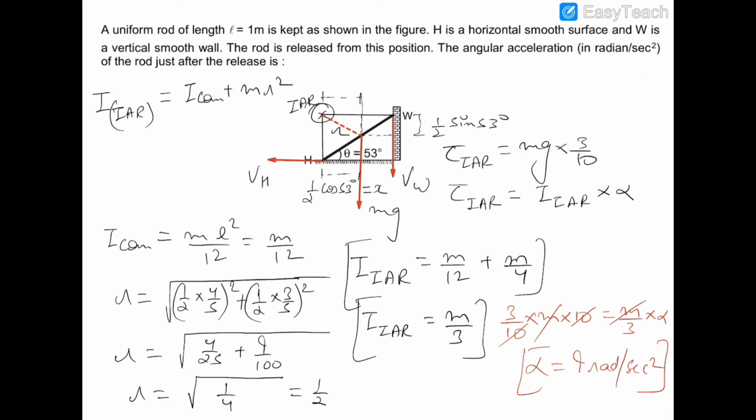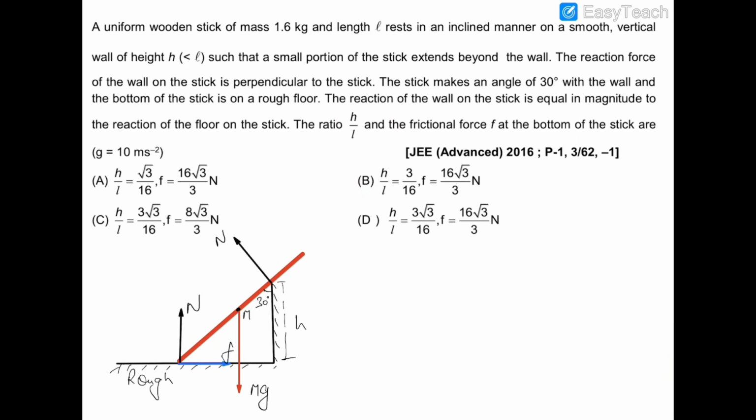Now let's move on to the next question. In this question, you can see that there is a uniform rod of length L and mass 1.6 kilogram.